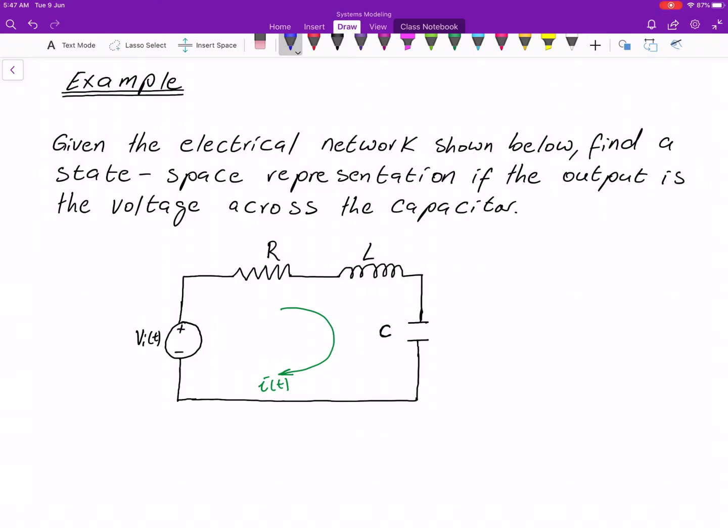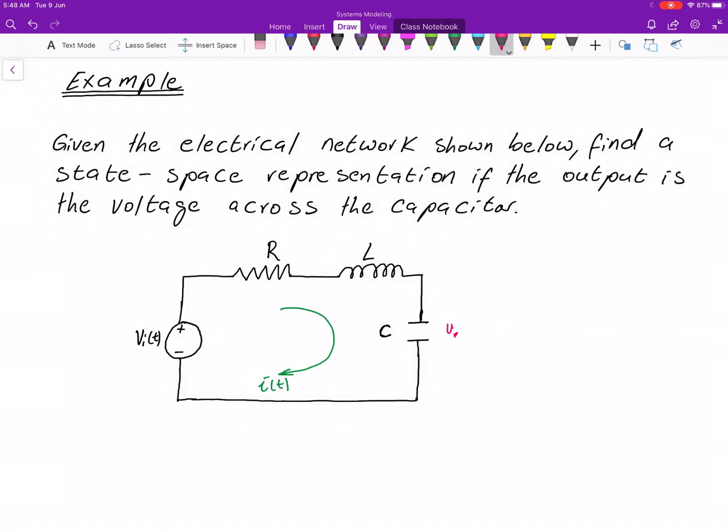Our next example, we are going to look at electrical circuits, and the question says, given the electrical network shown below, find a state space representation if the output is the voltage. So the output will be the voltage across the capacitor. So it will be this voltage here.